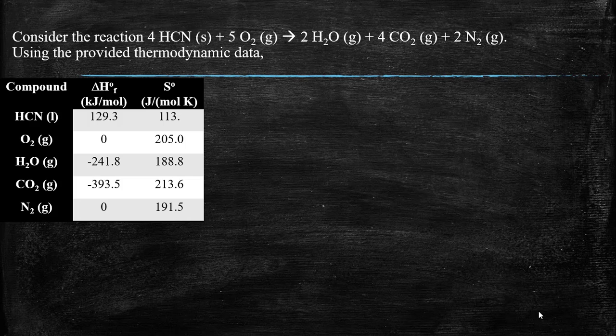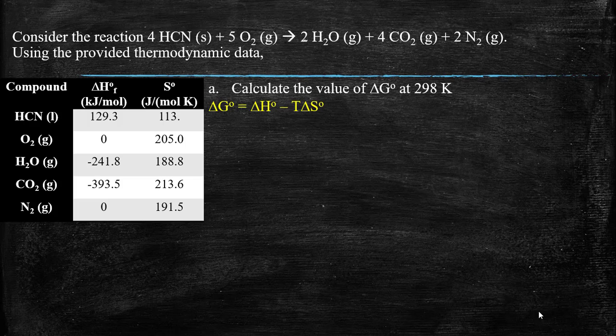In this question, you are given the reaction of hydrogen cyanide reacting with oxygen to produce water, carbon dioxide, and nitrogen gas. You are also given thermodynamic data. You then ask two questions, the first of which is, what is the value of delta G naught at 298 K? There are two equations we could use.